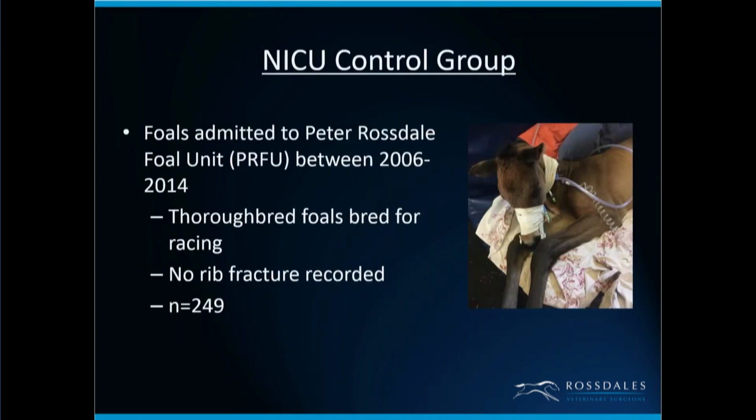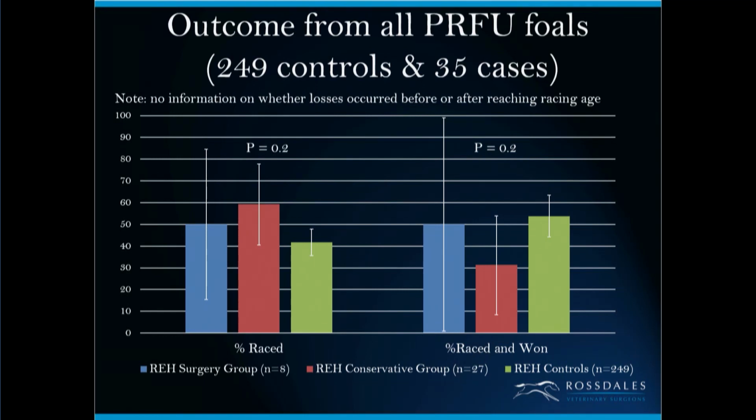And then we compared the fractured foals to a group of control foals, and they were thoroughbred foals admitted here at Rossdale's only, and no rib fracture was recorded. And we can see from this overall the number of foals that went on to race and win, and the number of foals that raced. So here we have the surgically treated group, 50% went on to race, and the conservative group nearly 60, and then of all the rest of the foals, again around 40%, but the p-value was 0.2, so not significant.